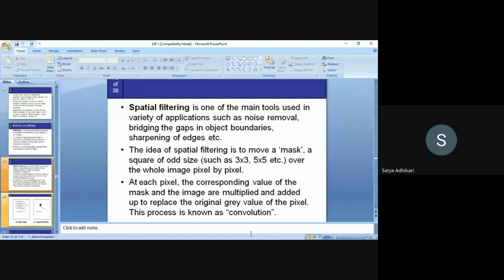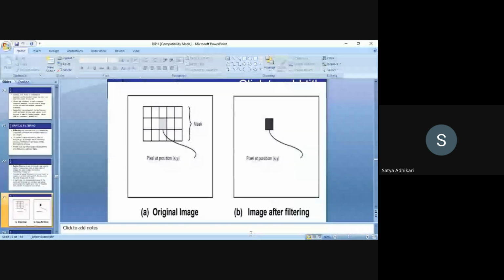And how is it changed? The image values are multiplied and added, and the new gray level value replaces the old one. The old value is replaced by the new one, and the process is known as convolution. Let us see. You see, there is an original image, and after convolution we get a new one. Suppose this is a mask, and I am interested in changing the pixel value of the pixel marked in gray in the original image. Suppose this is the pixel at position XY. I am interested in changing the gray level value of this pixel at position XY.